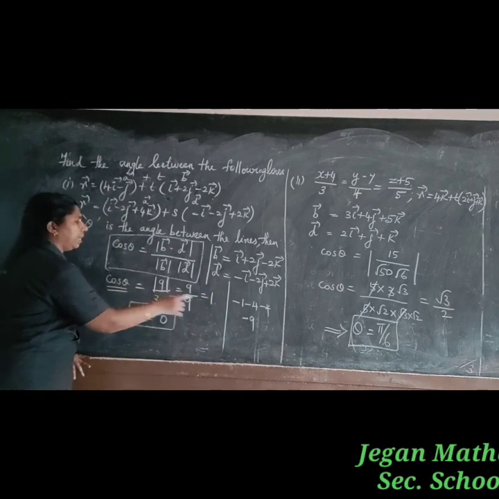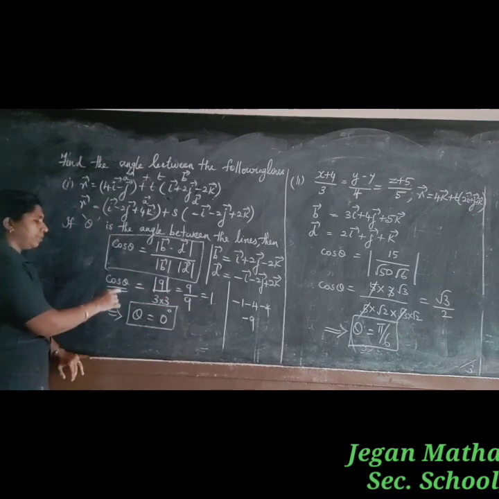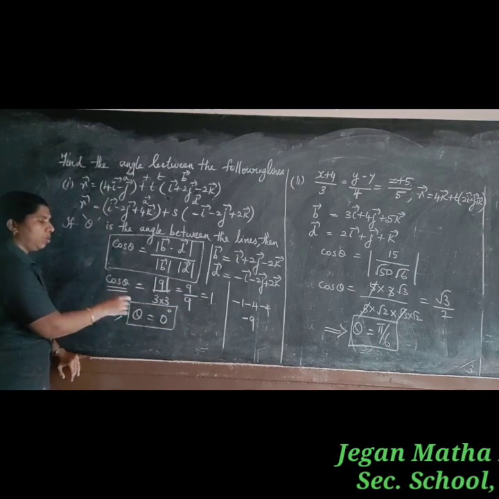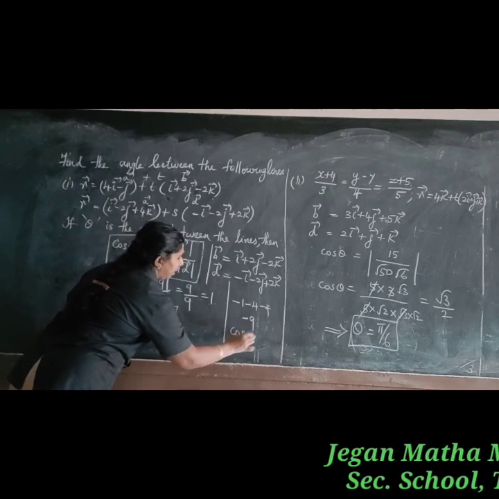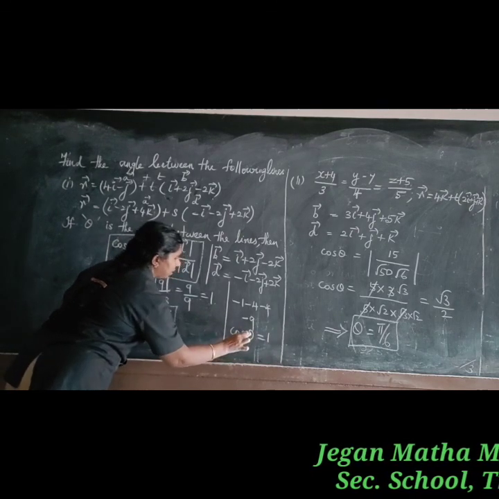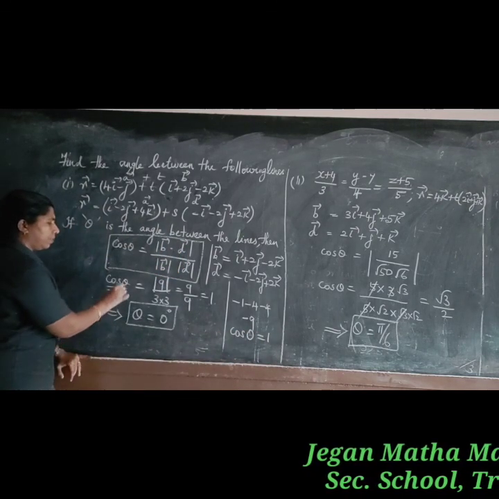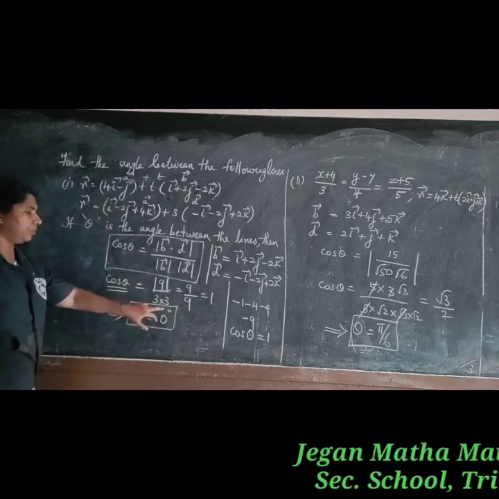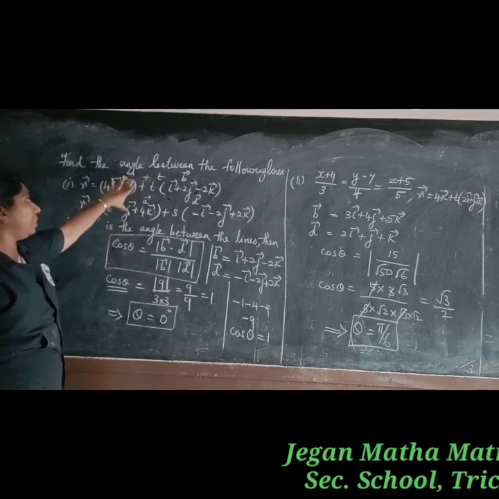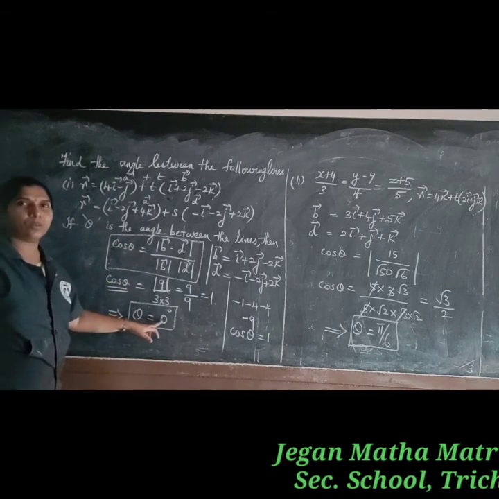Cos theta equal to 1. So the corresponding value of theta, we know cos 0 equal to 1. Therefore the corresponding value of theta equal to 0 degree. The angle between the two given lines is 0 degree.